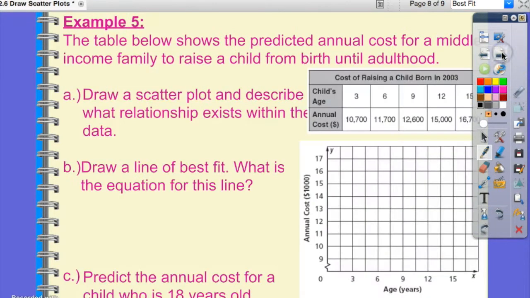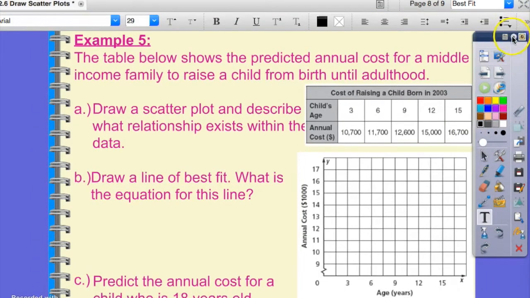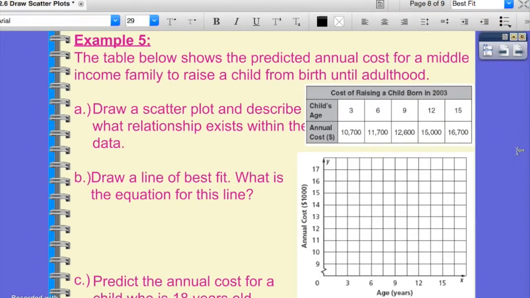All right? So one last problem in the notes here. Example 5. So now we're doing everything here. The table below shows the predicted annual cost for a middle-income family to raise a child from birth until adulthood. A, draw a scatter plot and describe what relationship exists within the data. B, draw a line of best fit. What is the equation for this line? Okay, so I want you to pause and actually plot the points and answer letter A first.